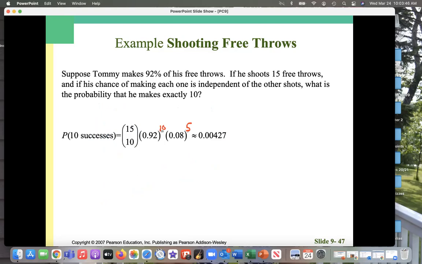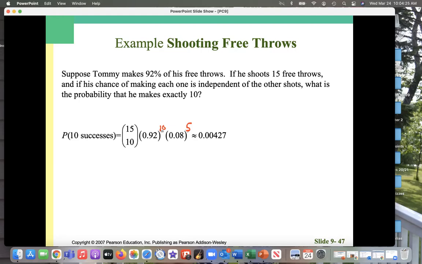Now keep in mind that's a very small probability, but why is that probability small? We just looked at the probability he made all 15 was pretty high, wasn't it? Since he's a good free throw shooter, he should make more than 10, shouldn't he? That's why. Do you think the probability he only makes 2 is much, much smaller than this? Yeah. Okay, so it's kind of a spectrum. But if we found the probability he makes 0, 1, all the way up to 15, those probabilities together would add up to 1. So some of these are going to be relatively small.